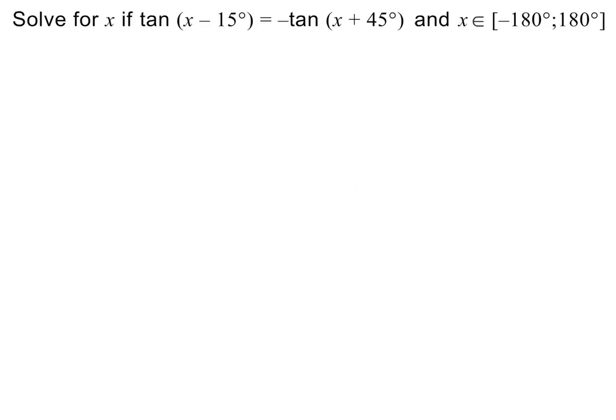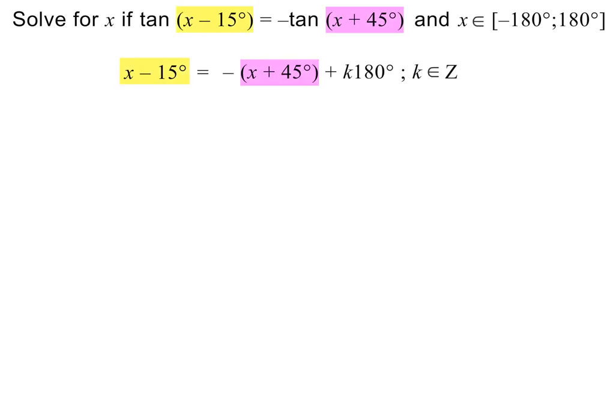Here is the next question, which is similar to the one we have just done. It has tan on both sides as well as a minus in front of one of the tans. We can immediately write down the general solution. Again, we write the left-hand side angle on the left and the right-hand side angle on the right. But we need to be careful here. Can you see why? We must not forget to include this minus sign in the general solution. It is very important.